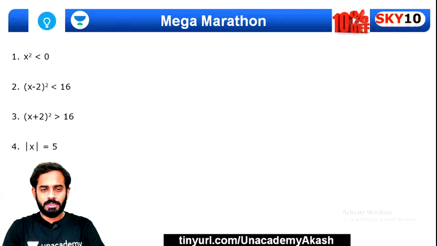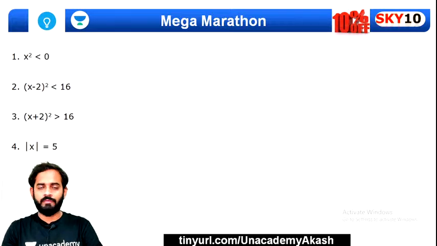So now we know that the square of any number can never be less than 0. Why? Because even if the number is positive, its square will obviously be positive. If the number is negative, still its square will be positive. So there is no real number for which the square will be negative, that is, less than 0.